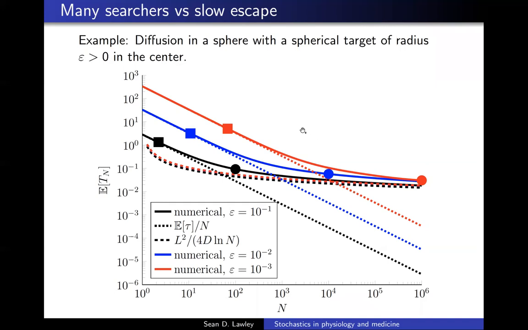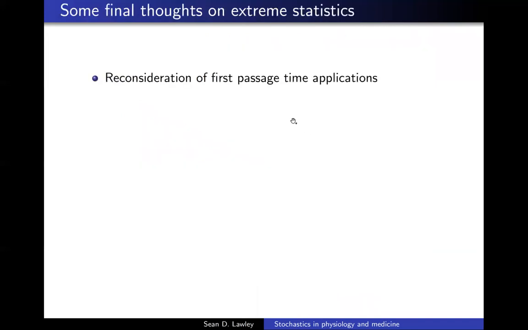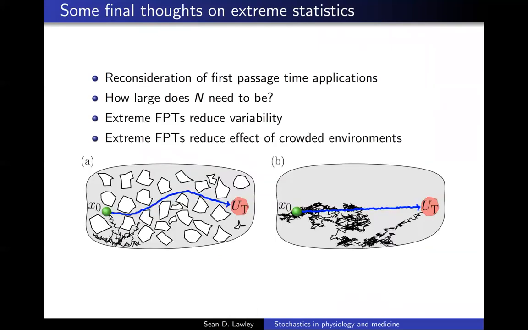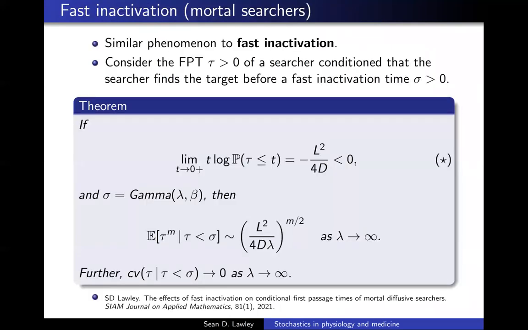And then, relating to the second question about inactivation, here's a theorem. This is the main theorem of the paper I put on the last slide. This work was inspired by work that others did, but here the story is that you're not looking at the fastest first passage time out of many searchers. Instead, you suppose that each searcher can be inactivated, it can die at some rate.